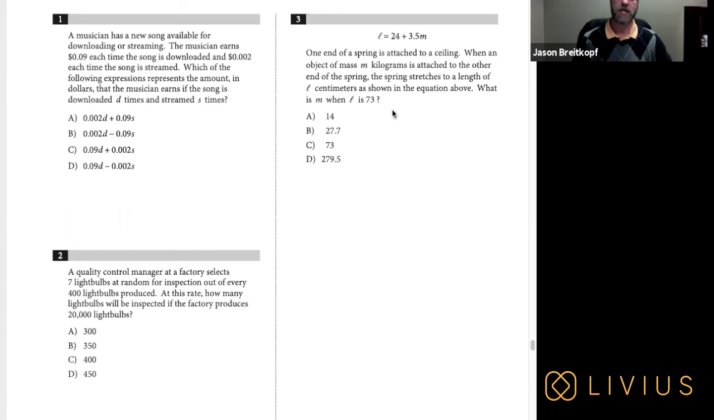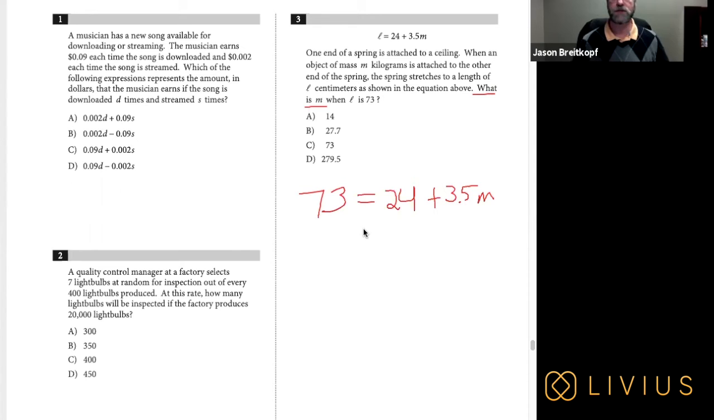So what we can do is, and again, we're going to talk about this more in terms of strategy if you're working with a tutor, but just for a really quick way to do this, you just want to plug in 73 for L and treat it like you would any other mathematical problem and solve for m, because that's the question. What is m? It's going to be one of these, so let's solve for it.